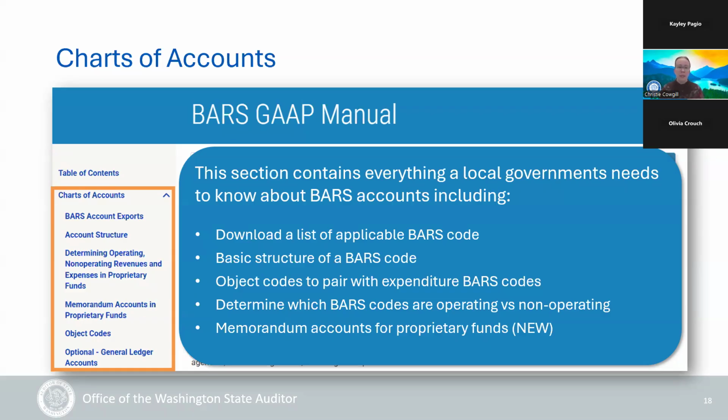Other things you can find here include guidance on the basic structure of a BARS code, what different categories of codes are, revenue sources, expenditure functions, etc. One last thing I want to point out is the object codes section. This is important to know where to find because these are needed for reporting expenditures. For those GAAP governments that report proprietary activity, you can also find guidance on determining operating and non-operating revenues and expenses. And this includes a matrix that identifies the classifications as they are reflected in the filing system.